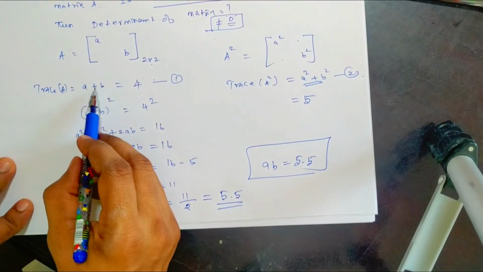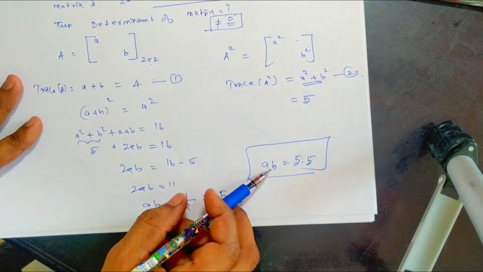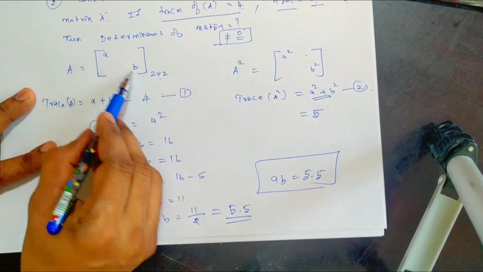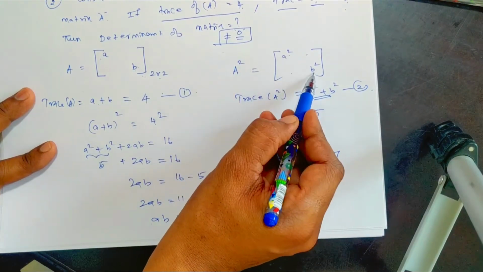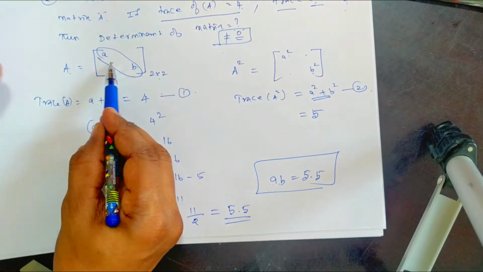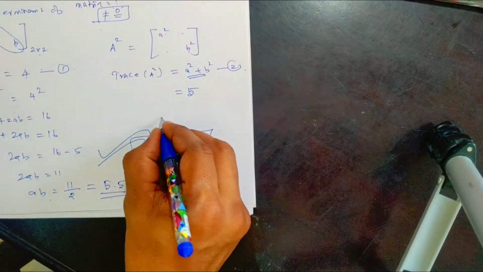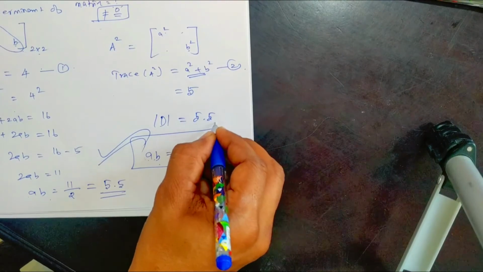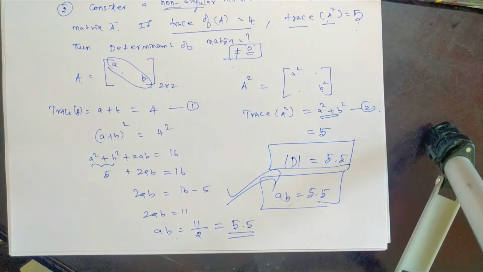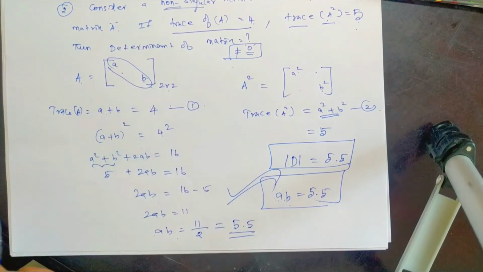So the trace of a matrix means the addition of the principal diagonal. The determinant of a matrix is the multiplication of the principal diagonal. Here you see A into B is nothing but 5.5, and they are the principal diagonal. We assumed this is A squared, so we got A squared and B squared, but we want the determinant of matrix A. So A into B is equal to 5.5 from this equation. So the determinant value of the matrix is 5.5. This is also a GATE question, and again it is solved with the help of the determinant and trace of a matrix.